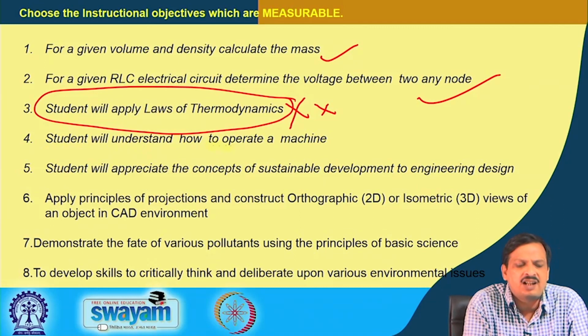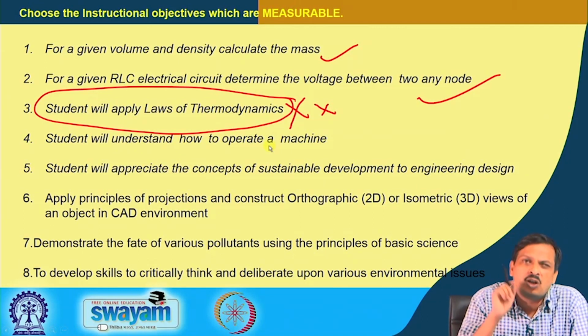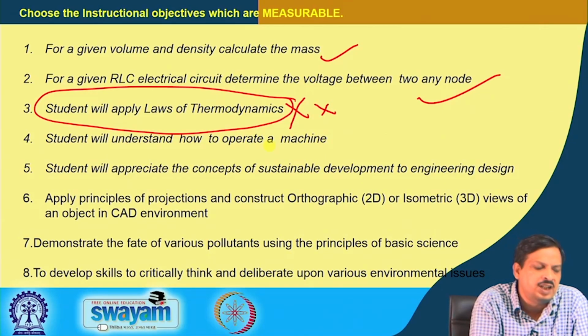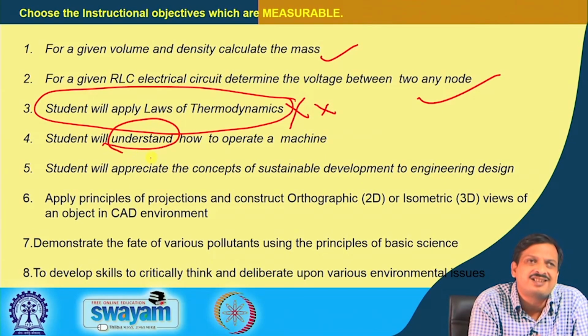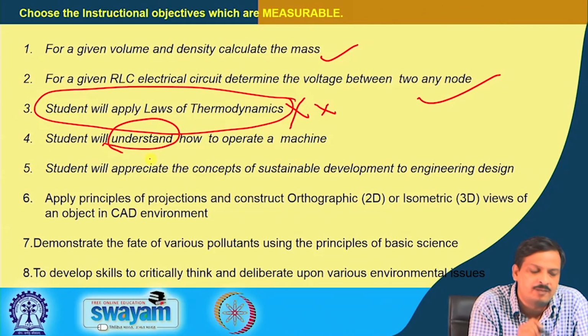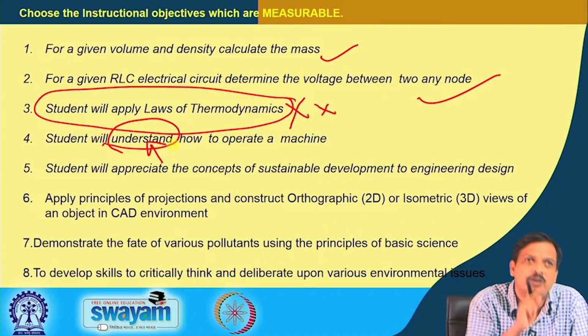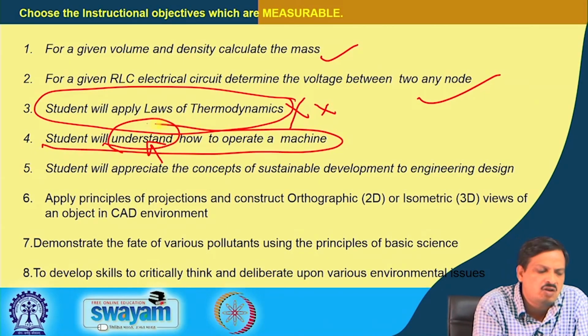Student will understand how to operate a machine. Most of the time we have written instructional objectives or outcomes using understand. Understand is not measurable. Understand is an action verb, but it is not measurable. So, this outcome is not measurable.